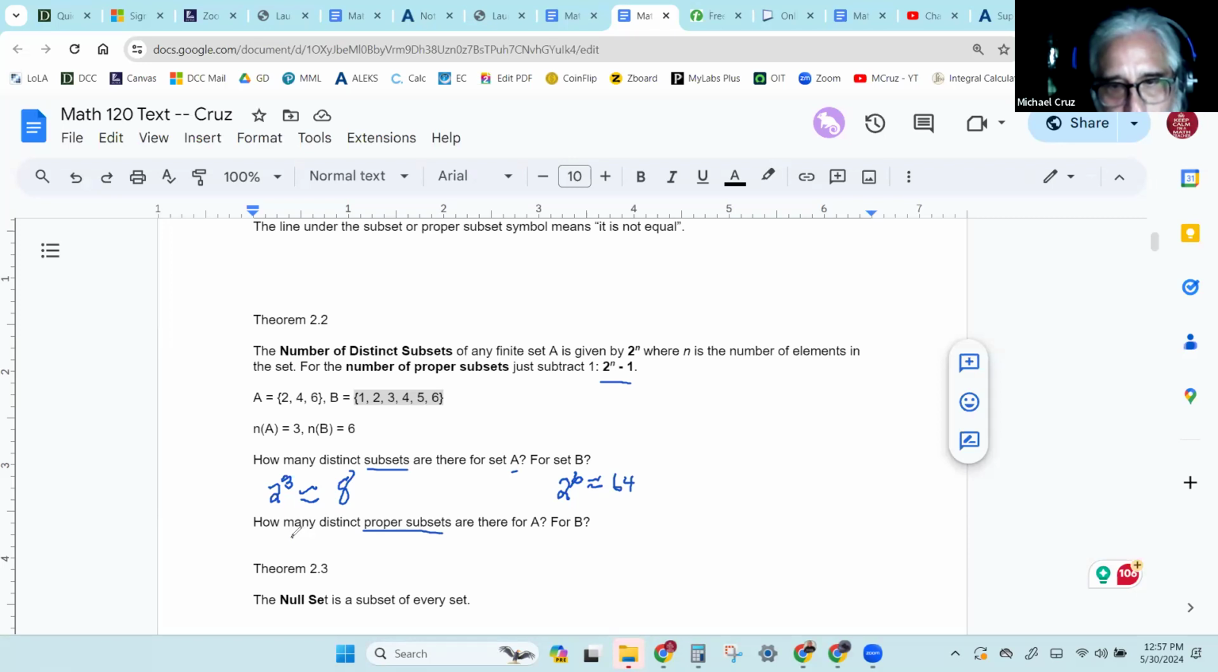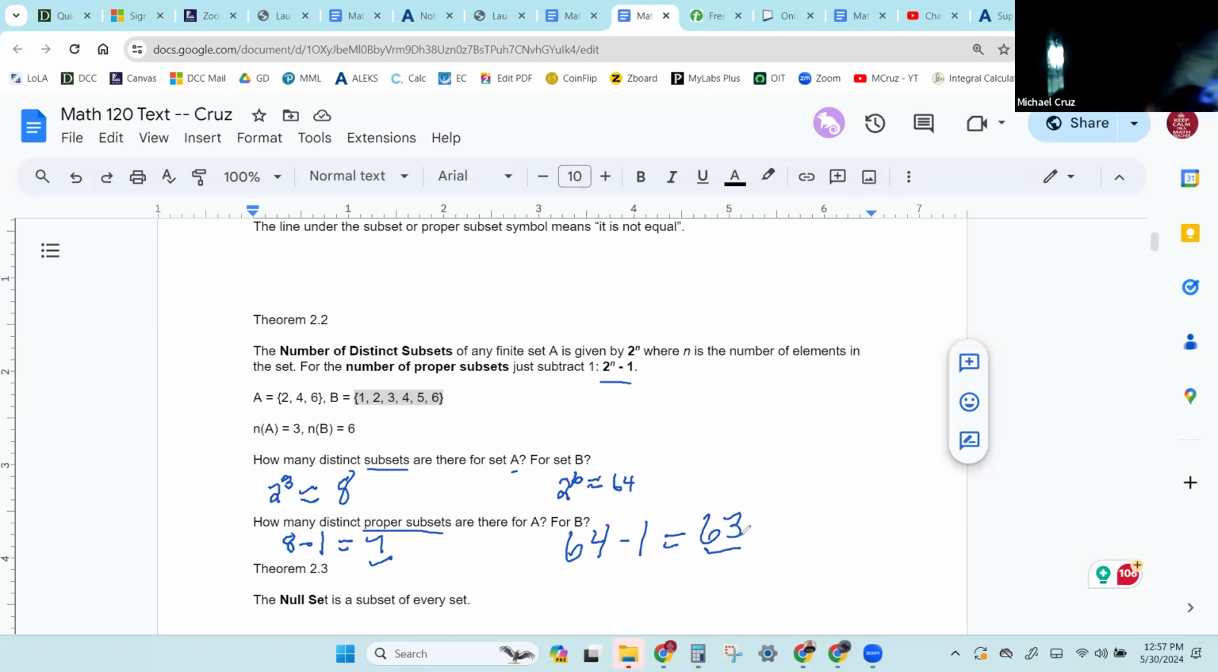So for this, it would be 8 minus 1, which is equal to 7. And then 64 minus 1 is equal to 63. Okay, so there are 7 proper subsets for A, for this one, and 63 for this one.